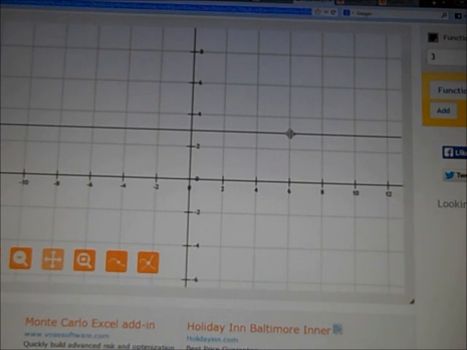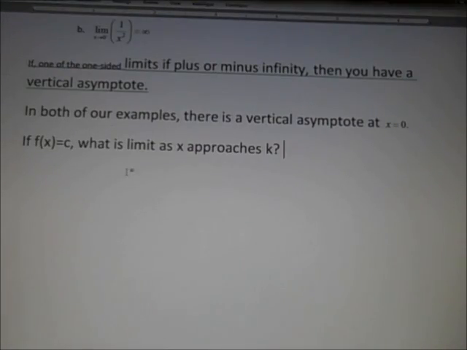You can see it doesn't matter which x value I choose, the limit's always going to be 3 because the y values are always 3. So to answer this question, if f of x is a constant function, what is the limit as x approaches k? It's always c.